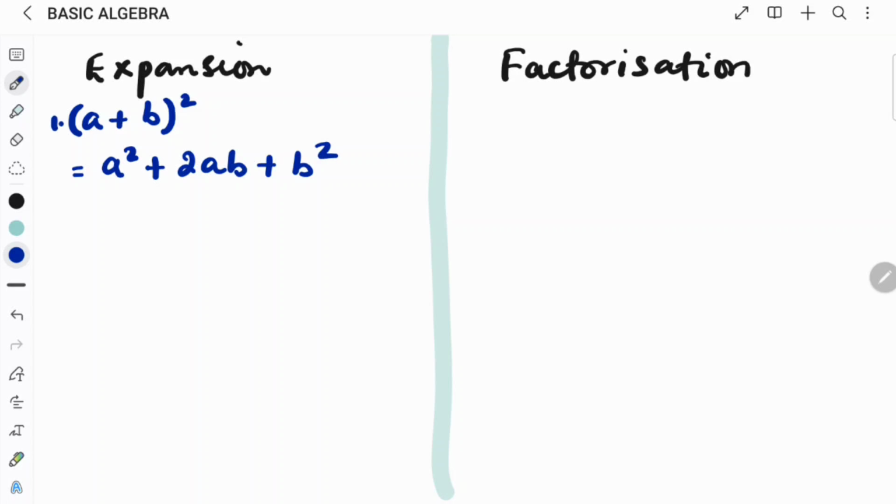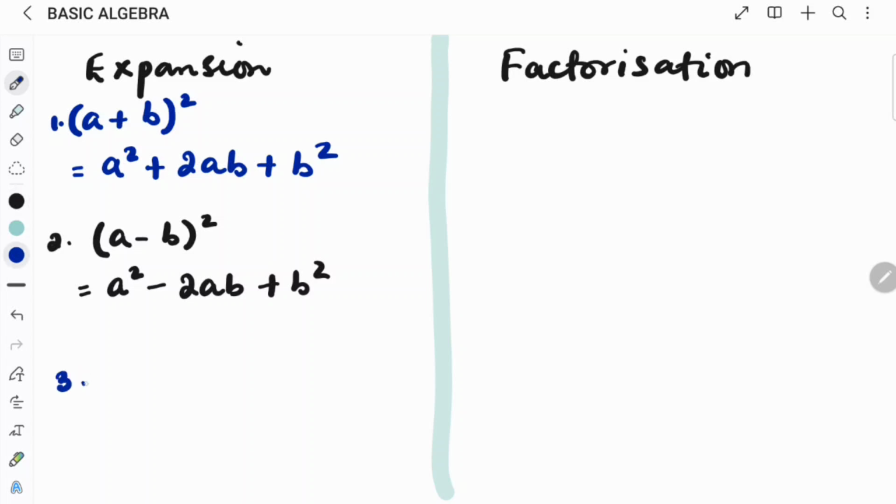The second identity is (a minus b) whole square. Whenever you expand it, this is a question of expansion, you get a square minus 2ab plus b square. And the third identity is the two brackets, (a plus b) and (a minus b). Then you will get the difference of two perfect squares. Whenever you multiply it, you will get a square minus b square.